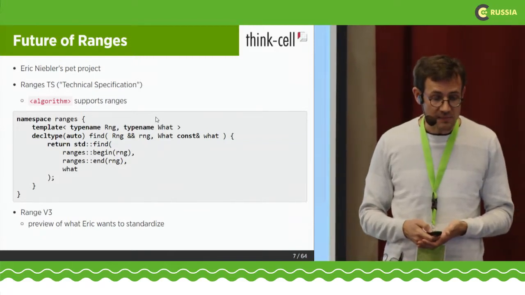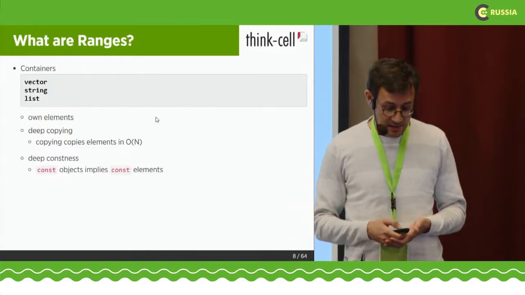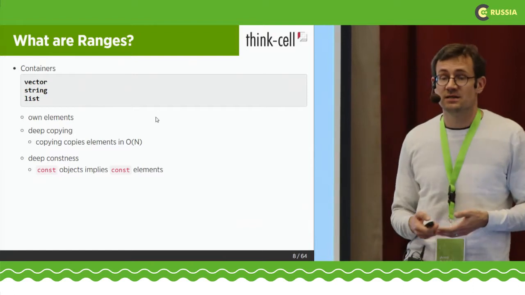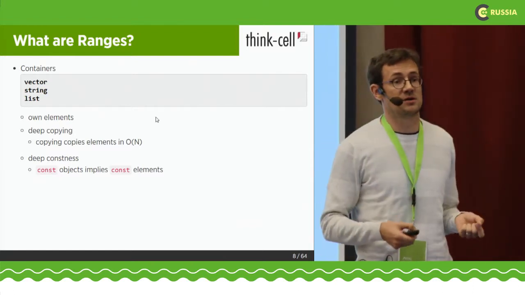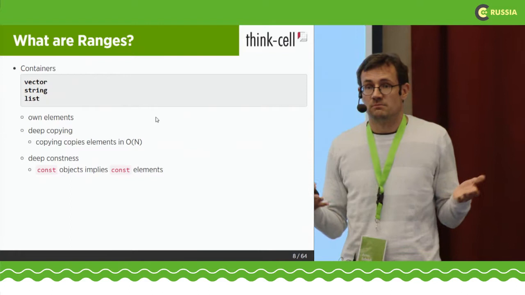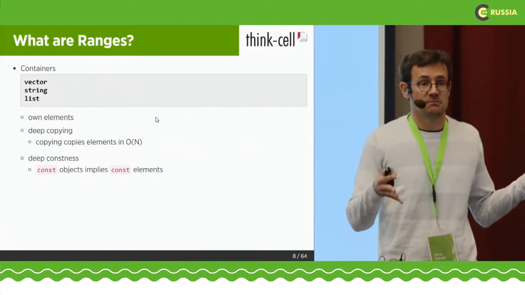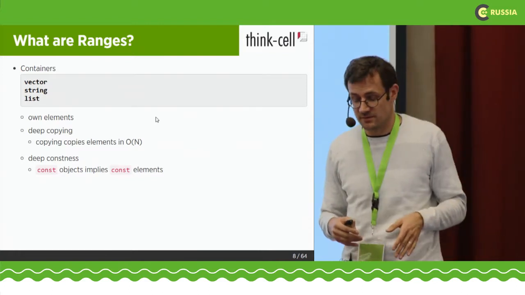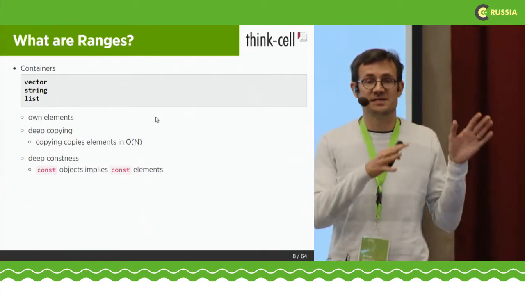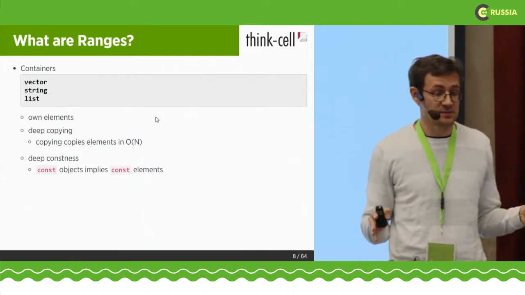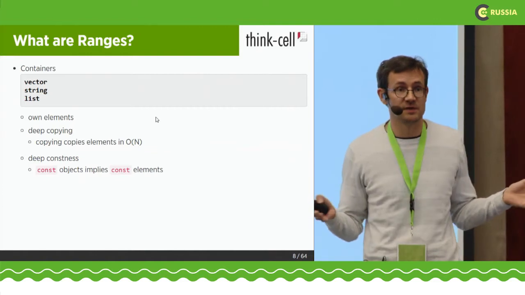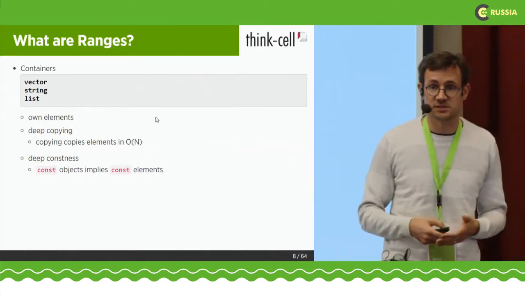The real thing that Eric would like to standardize is in his library, the range v3 library. It contains quite a bit more. And before we go into details, let's clarify what ranges are. Ranges are anything that has, for the purpose of the standard right now, a begin and an end. That, of course, can be your plain vanilla containers: vectors, strings, lists.